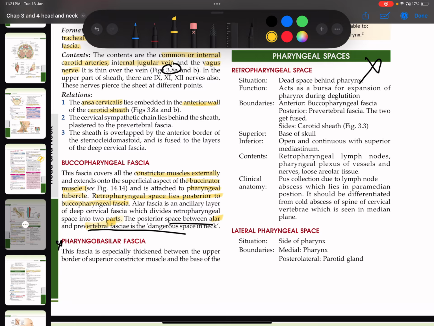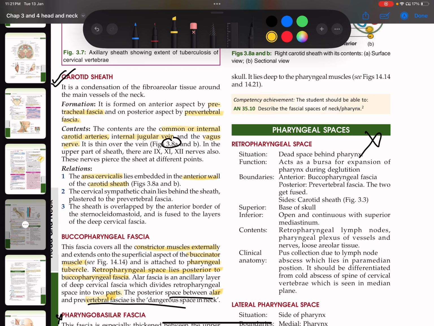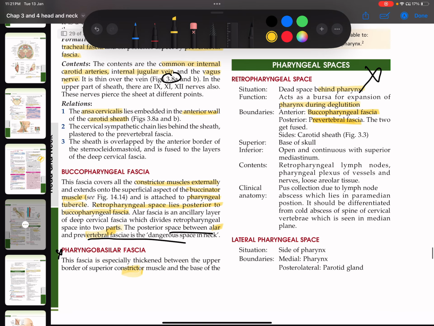Then you have pharyngobasilar fascia. This is thick, especially in the upper part of the superior constrictor muscle and the base of the skull. It lies deep to the pharyngeal muscles. Then the retropharyngeal space is a dead space behind the pharynx. It acts as a space for expansion of the pharynx during deglutition. It has buccopharyngeal fascia anteriorly, prevertebral fascia posteriorly, as I've already told you, and on the sides it has the carotid sheath. It has retropharyngeal lymph nodes, a plexus of vessels and nerves, and loose areolar tissue.